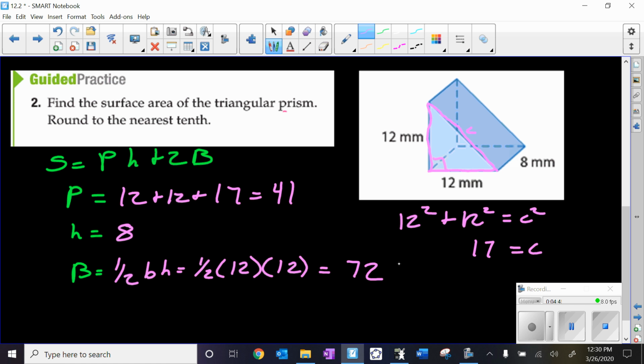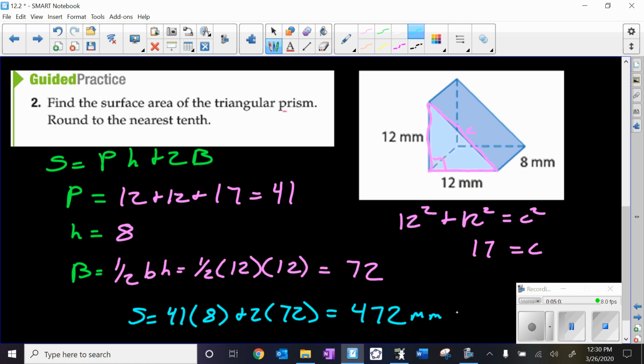Plug in all your stuff. 41 is your perimeter times your height plus 2 times the area of your base, which will come out to 400 172 millimeters squared, approximately.